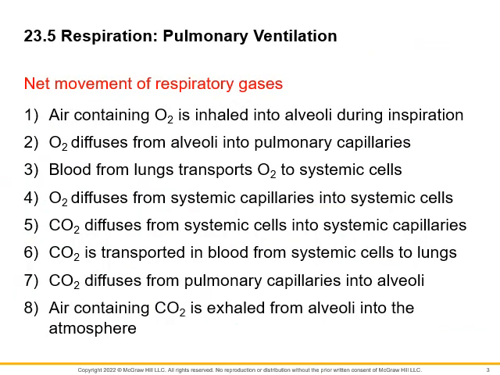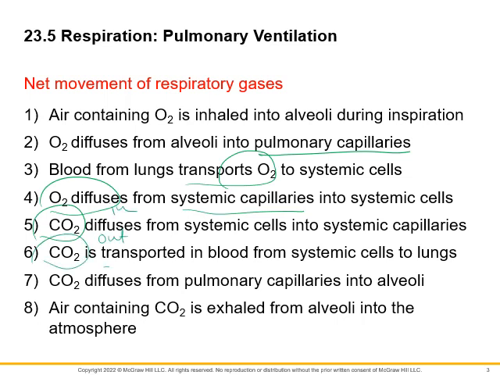Again, putting it into words, right? So the air has oxygen in it. We're going to inhale that into our lungs. The alveoli are going to do the gas exchange at the pulmonary capillaries. We're going to take the blood from the lungs and transport that oxygen. The oxygen is going to diffuse into the systemic capillaries. CO2 is going to diffuse out. As the oxygen diffuses in, we're going to transport that CO2 back to the lungs. When at the pulmonary capillaries, we're going to diffuse that CO2, and then we can finally exhale the CO2 from the alveoli into the atmosphere.